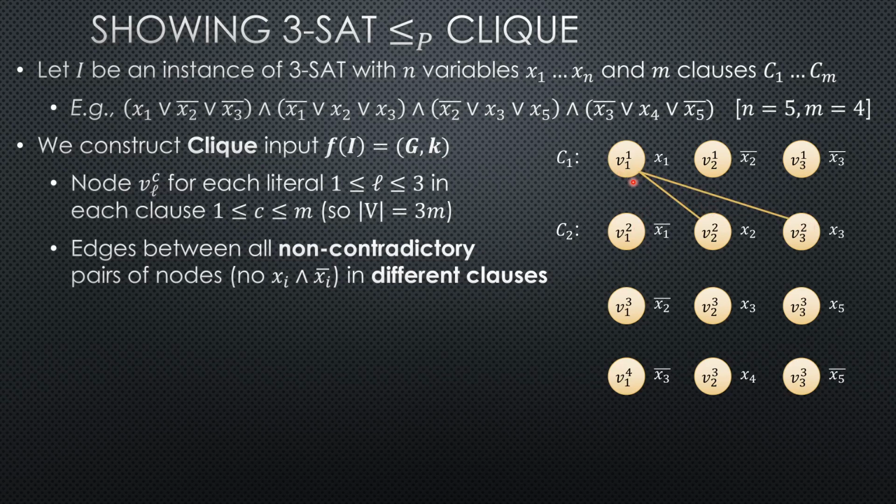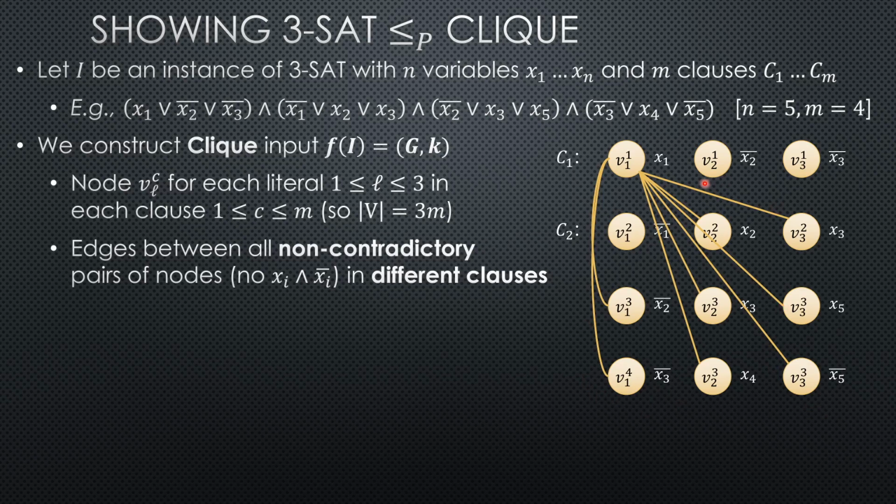Can we draw an edge between v11 and v13? Is it non-contradictory, the assignment of x1 to true and x2 to false? That's non-contradictory, so we'll draw that edge. We can draw an edge from v11 to v23, from v11 to v33. That's fine, we can draw those. We can in fact draw edges to all the other nodes in the graph. Those are all the edges coming from v11, or incident to v11.